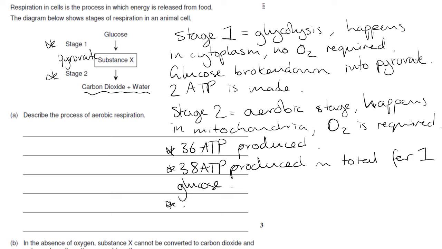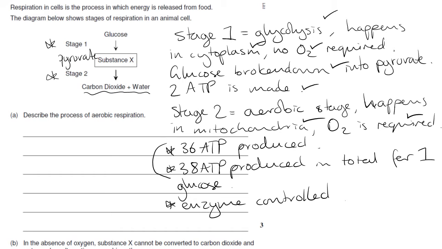Last thing that I could say is the whole process is enzyme controlled. Okay. Now essentially what will happen is this is a tick, this is a tick, this is a tick, this is a tick, so is this, this is, and then these two, you can have one or the other. And then enzyme controlled would be a tick. Every 2 ticks gives you 1 mark. Okay, so if you get like 3 ticks, it's still only 1 mark. There are no half marks. Next question.